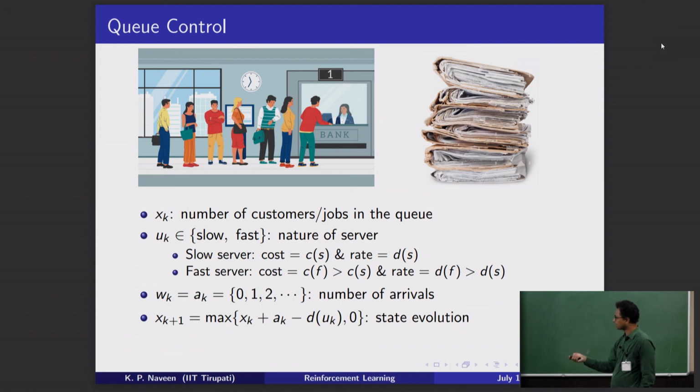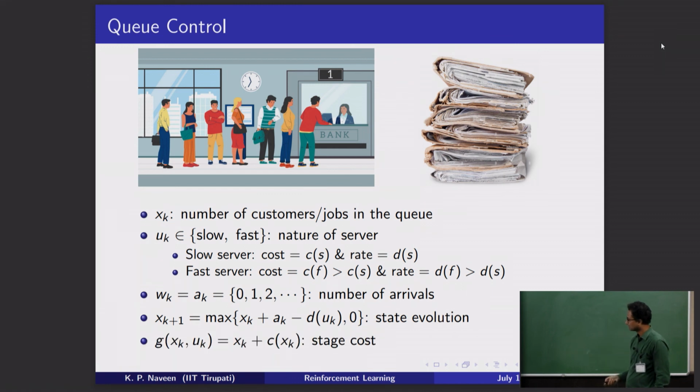It's a very simple model, but in a more involved model, even d of uk is also random. It depends on the mood of the chapati maker, how many chapatis he can make. So there is some randomness there also. Fine, but I've kept it simple here.